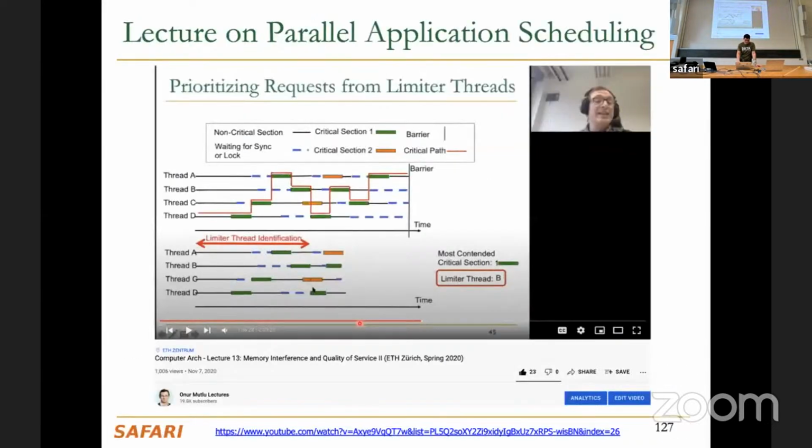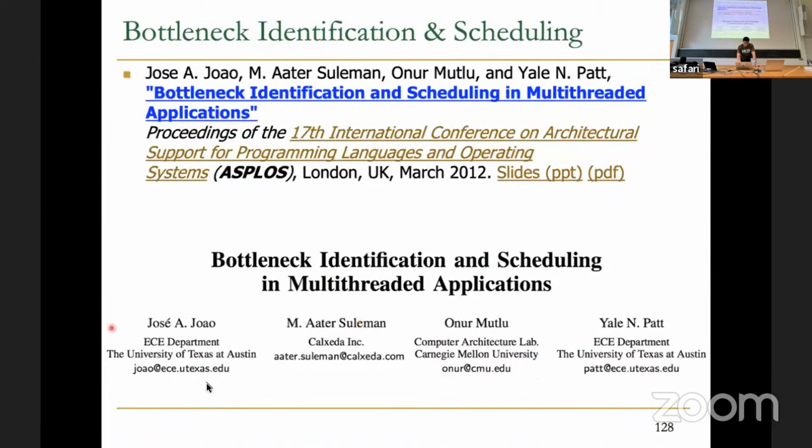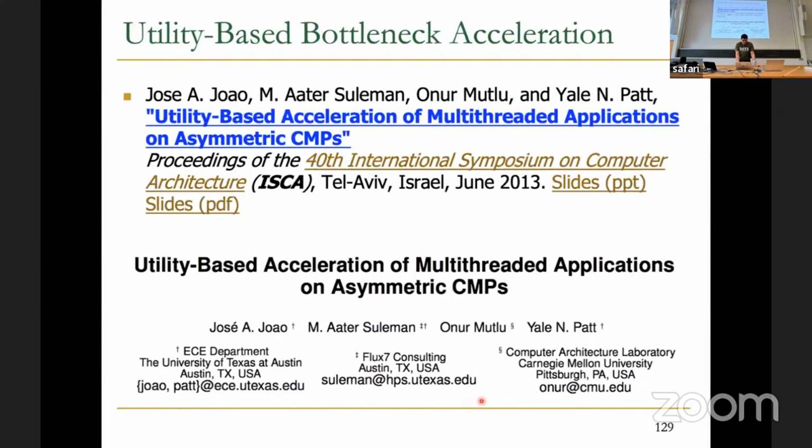And of course, I'll refer you to this lecture on parallel application scheduling if you like the idea of improving performance for multi-threaded applications by prioritizing one over the others. And then this is the other paper that I told you about that provides a different methodology for limiter thread estimation. And finally, this is yet another methodology to identify the limiter thread, but also in a different system configuration.